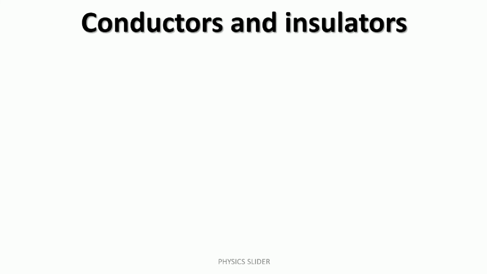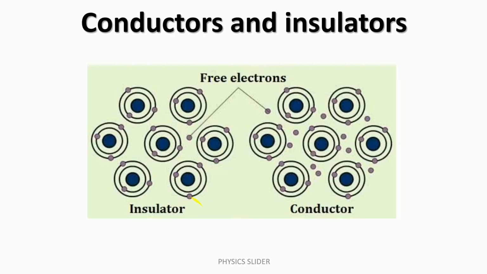Moving ahead, we will discuss conductors and insulators. In case of insulators, there are very few free electrons or no free electrons at all. In case of conductors, there are so many free electrons. So insulators are those substances which do not have free electrons to conduct the electric current, but conductors are those substances which have free electrons to conduct the electric current.